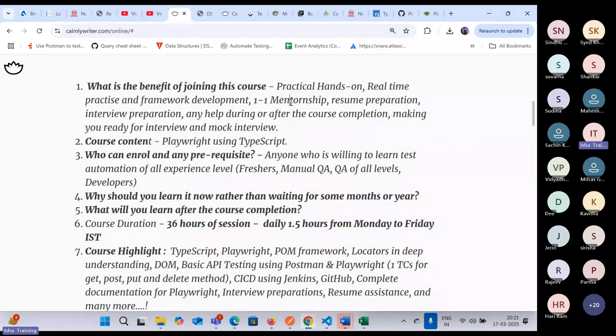Resume preparation will again be taken care of. Now you might have a question: what kind of resume preparation? Generally nowadays, most people just see a job and go apply with whatever resume they have prepared. We have to understand the job description and prepare our resume accordingly. It should not be that someone is asking for Playwright experience and you are submitting your resume with Selenium experience.